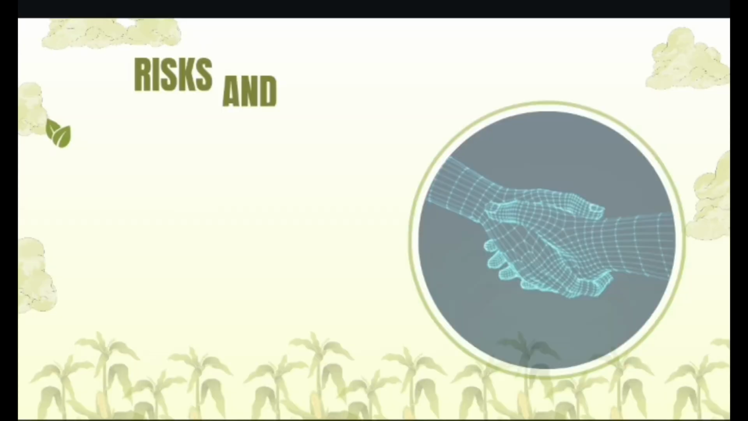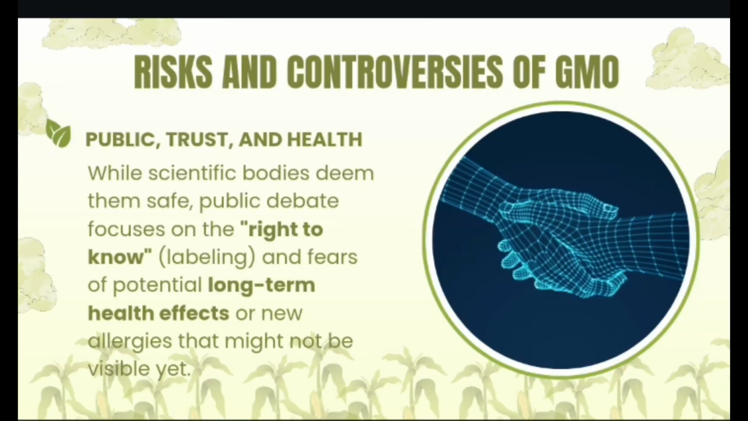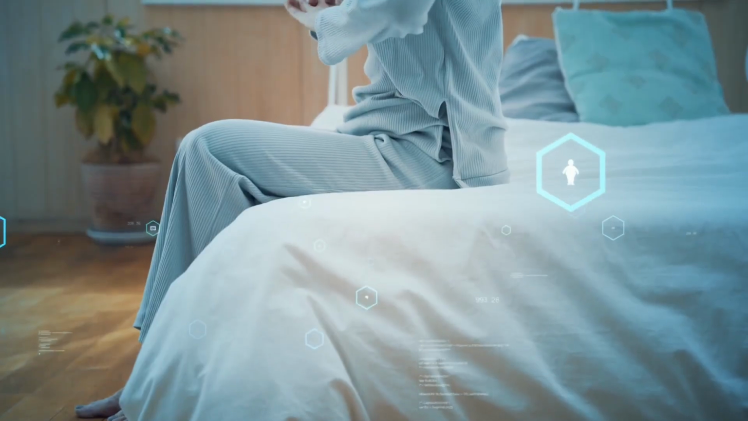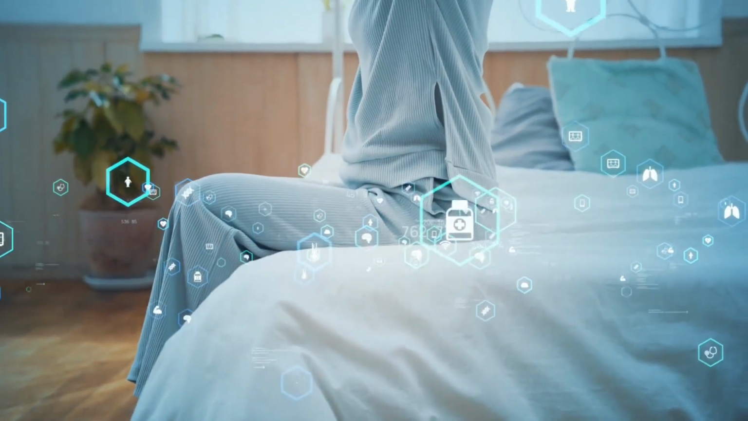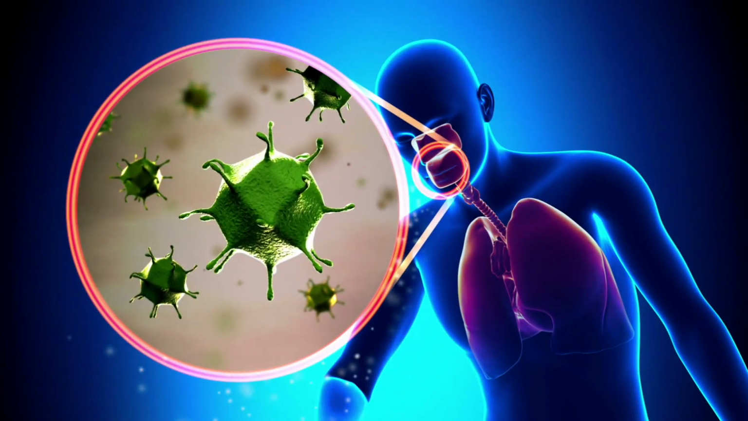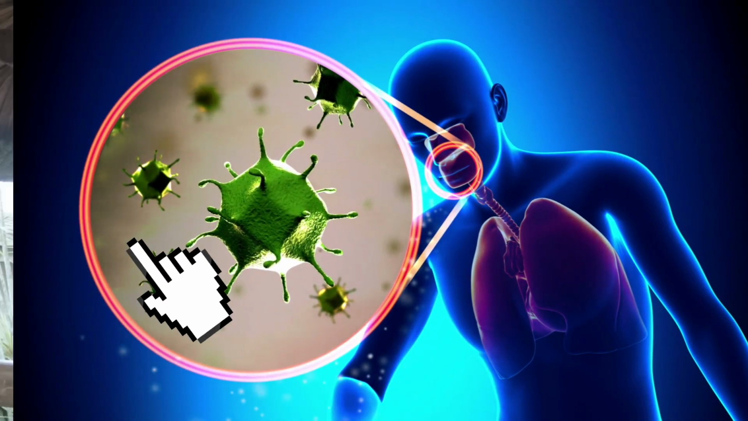Lastly, we have concerns regarding public trust and health. Even though many scientists say that GMOs are safe to eat, many people still have questions. Many want the right to know what they are eating, which is why labeling is a big issue. There are also worries about possible long-term effects on our health, or if they could cause new allergies that we haven't discovered yet.